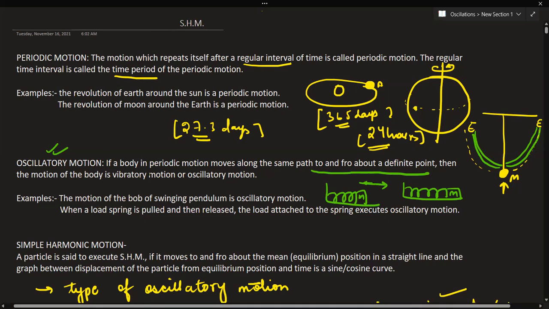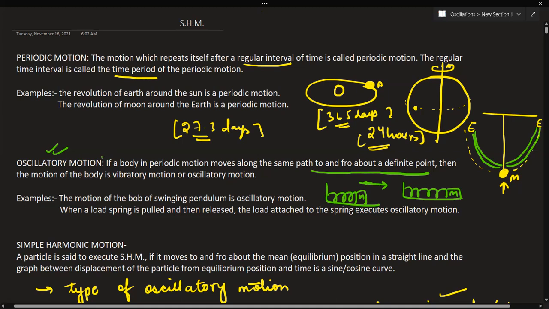The rotation of the earth is not an oscillatory motion. The revolution of the earth around the sun is not oscillatory motion. The earth does not oscillate around the sun. We all know it revolves around the sun. So that's why we say all oscillatory motions are periodic, definitely. But all the periodic motions cannot be oscillatory. Those motions which repeat around a path to and fro, those are only considered under oscillatory motion.